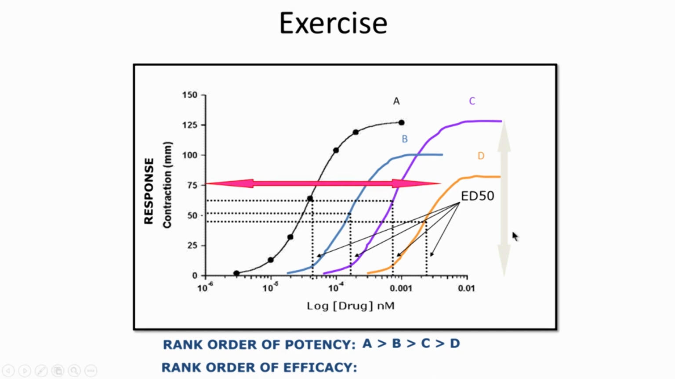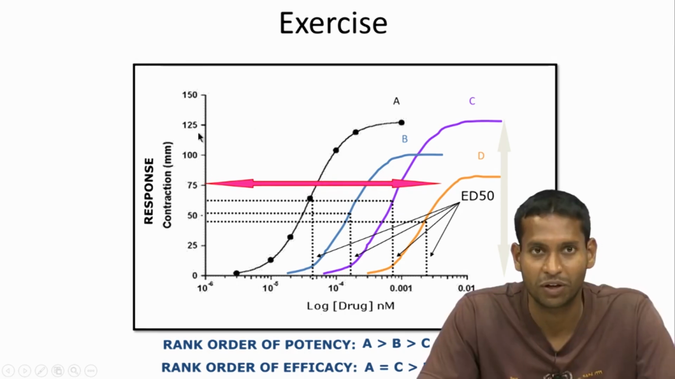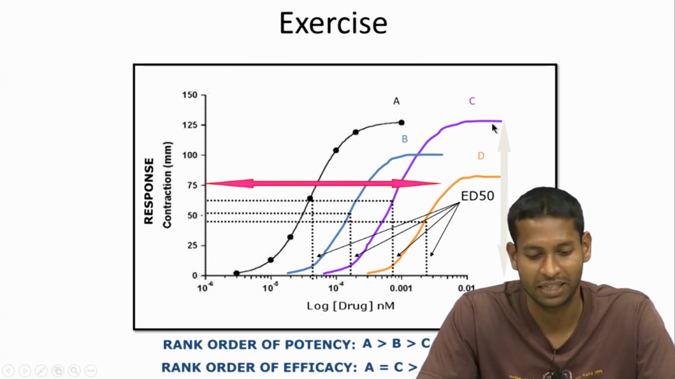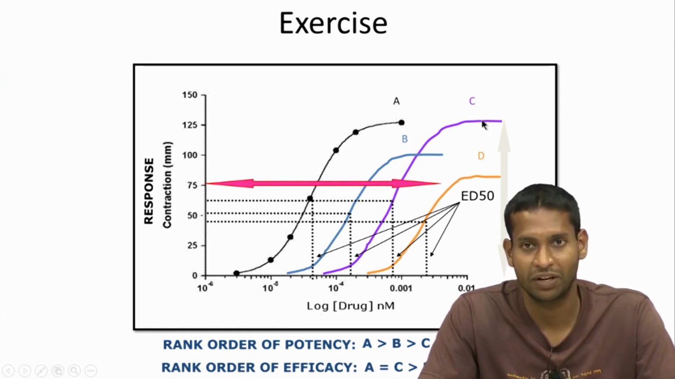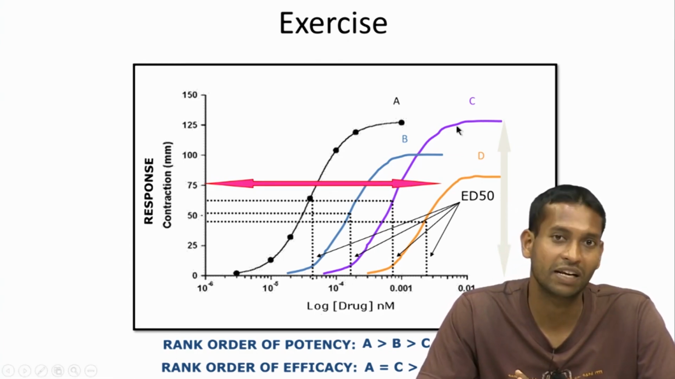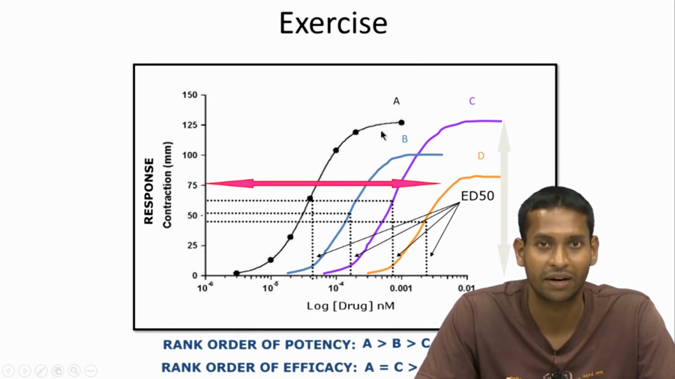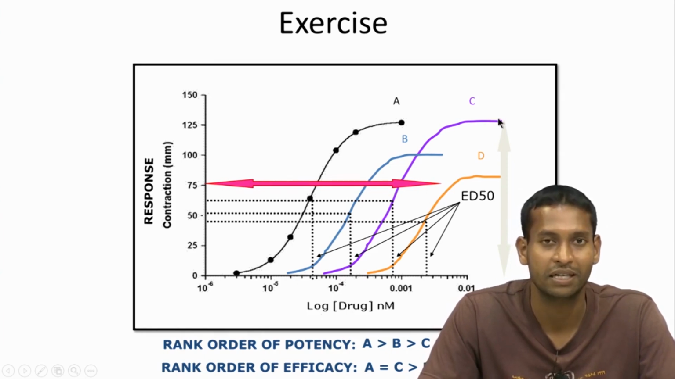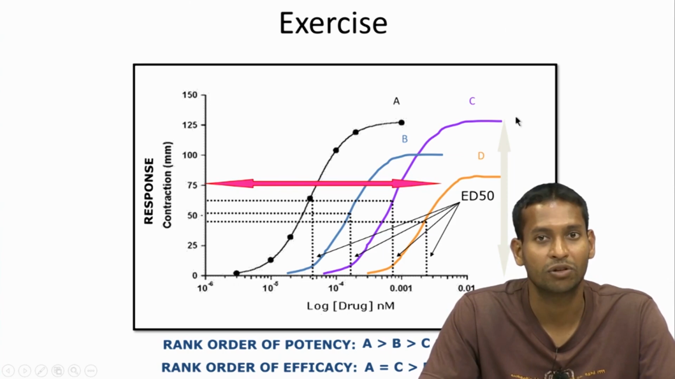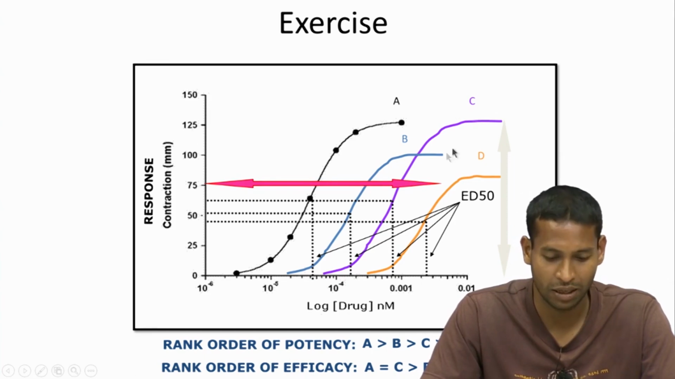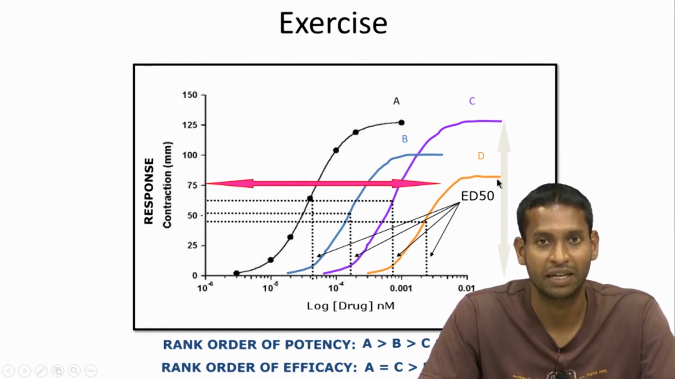Okay, so if we look at it now, we are asking what is the response that these are giving. We see that the maximal response that A can give is about 125 millimeter, and so does C. So, both A and C are giving similar efficacy to each other, even though A will give that efficacy at a very low concentration compared to C. Remember, this is on a log scale, so we are talking about a 100 times lower concentration than C, but in terms of efficaciousness, both of them give a similar maximal response. So, both A and C are equal, followed by B, which is next, and then D, which is the lowest.